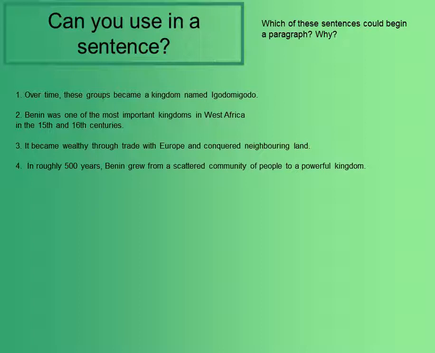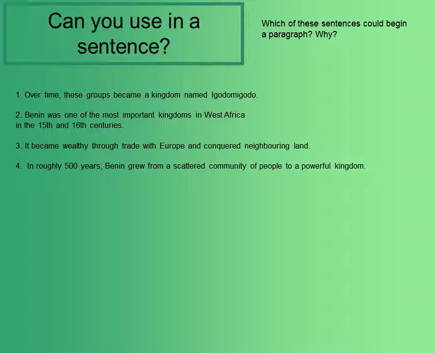Okay, so the first sentence, over time these groups became a kingdom called Igodomigodo. Could that sentence start a paragraph? Hopefully you have put no, because the sentence says these groups. Which groups is it talking about? That could be the second sentence in a paragraph or other sentence in a paragraph, but it couldn't be the first sentence because it doesn't specify who the groups are.